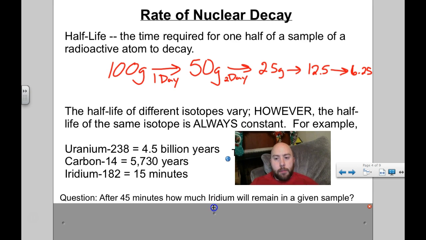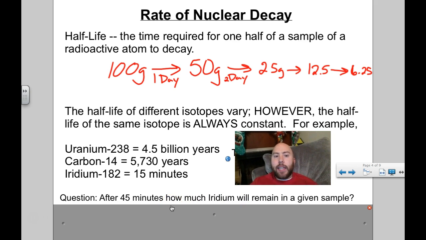So let's look at a sample problem that you might have. Here's a question that says, after 45 minutes, how much erdium will remain in a given sample? And you're going, wait a minute, you didn't tell me how much I started with. Well, this is just asking, let's pretend you had any amount. How much would be left over? About what fraction? So ask yourself the following.